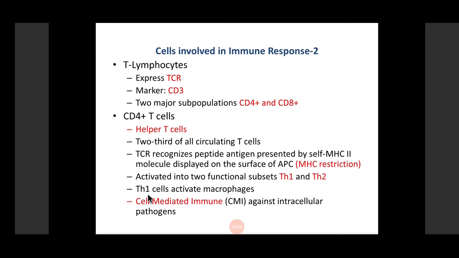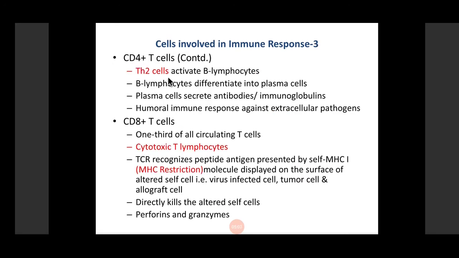Th1 cells activate the macrophages and they bring about what we refer to as cell-mediated immune response. On the other hand, Th2 cells activate B lymphocytes. And these B lymphocytes, once they receive help from Th2 cells, then differentiate into plasma cells. And as we discussed last time also, and in your earlier sessions also, plasma cells then secrete the antibodies, which are also referred to as immunoglobulins.